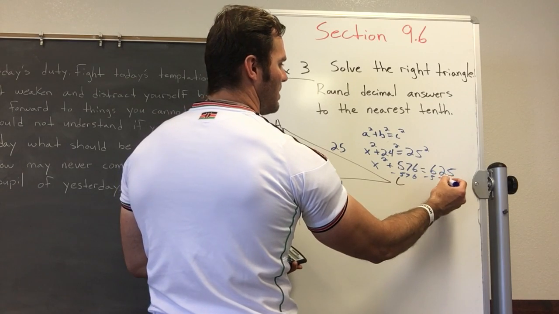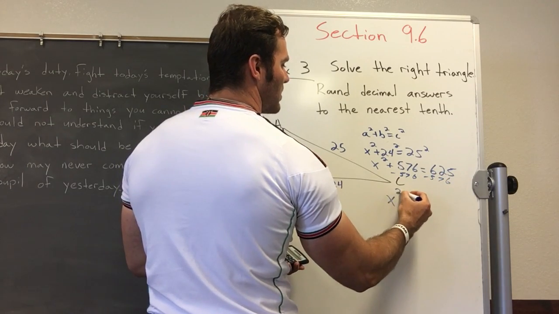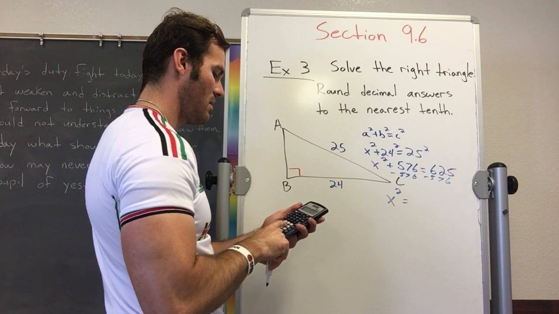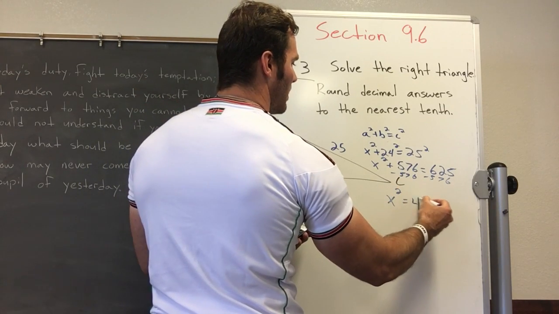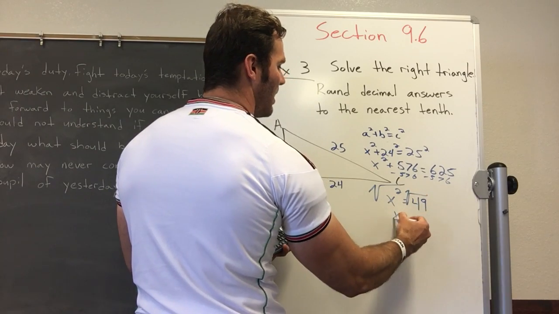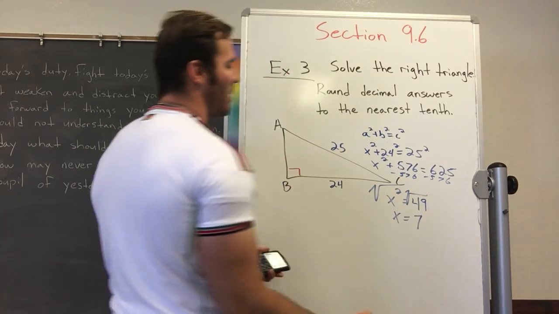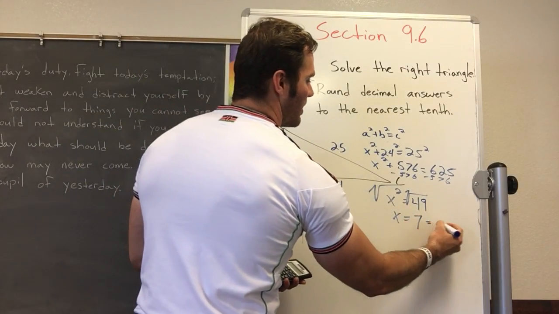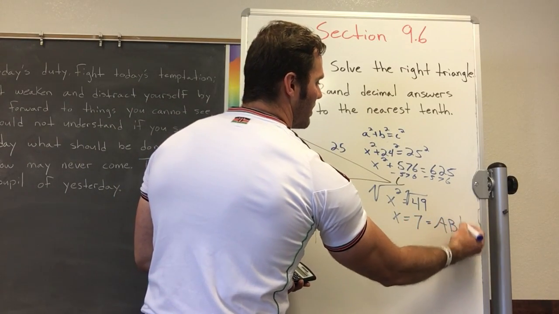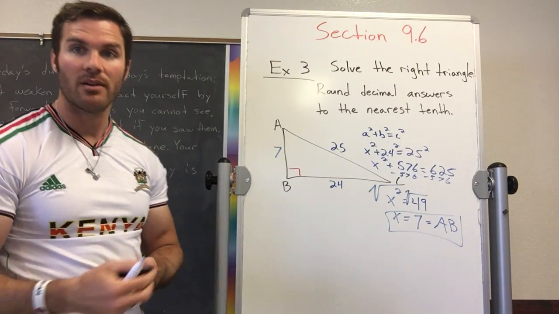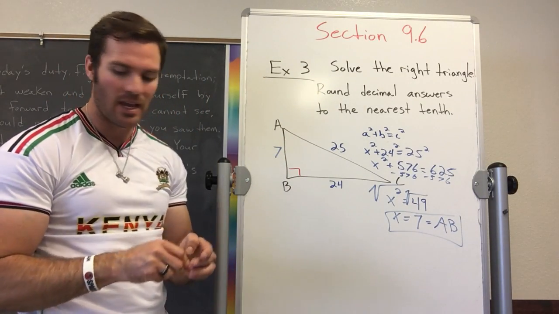Now I'm going to subtract 576 from both sides. So I'm left with x squared equals 49. Take the square root, so you get just x, and you get 7. That wasn't so bad. So AB is 7. That's part of my answer. Now I have all of the sides. Now I just need to find angles.